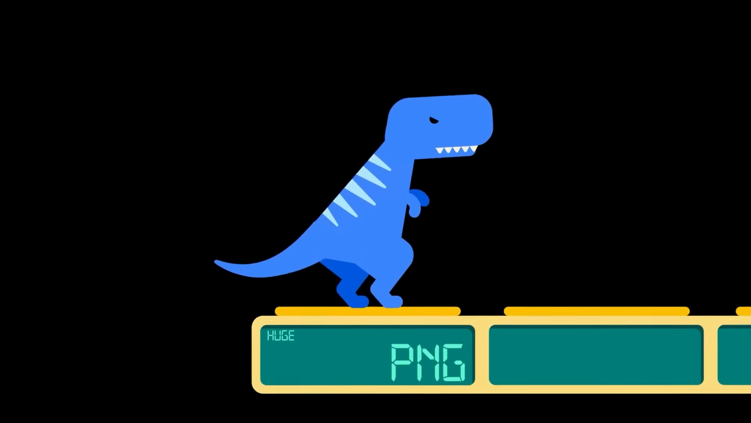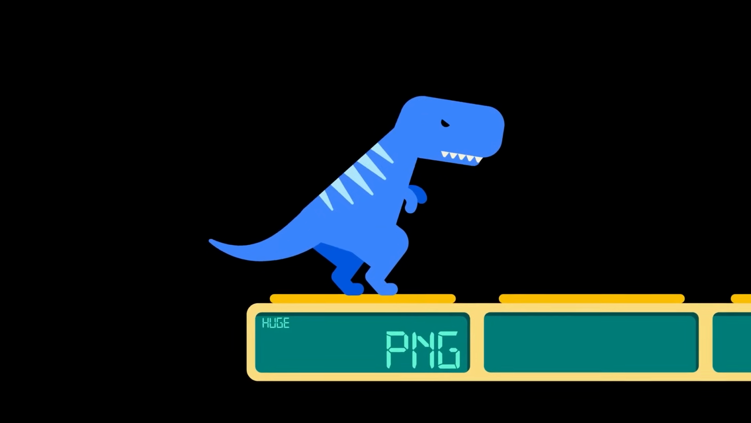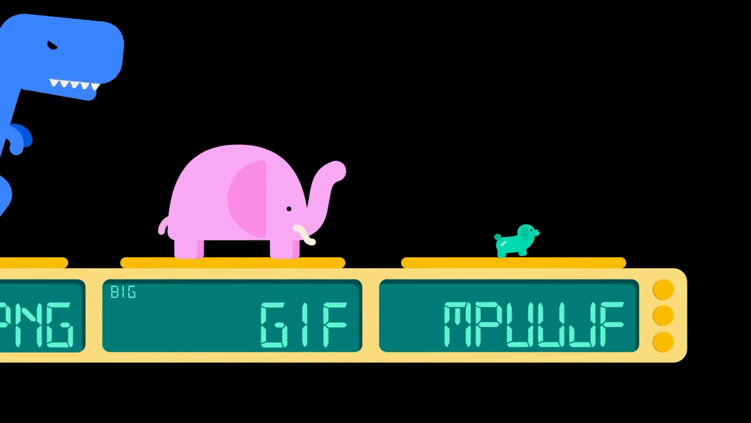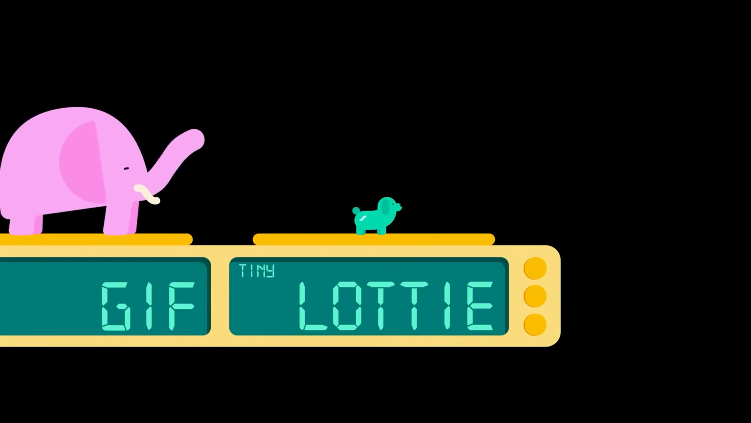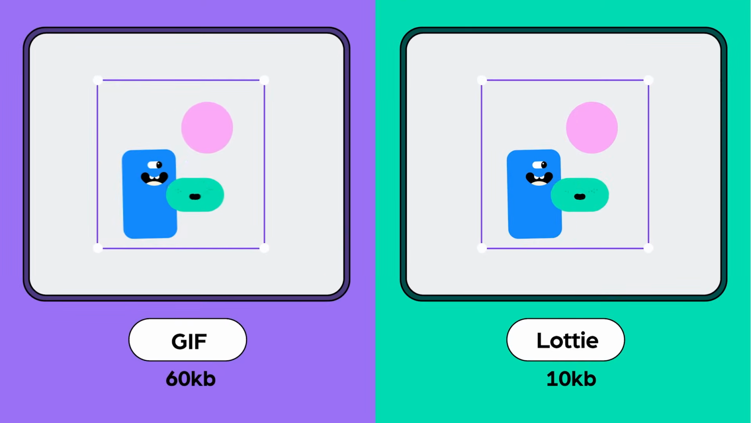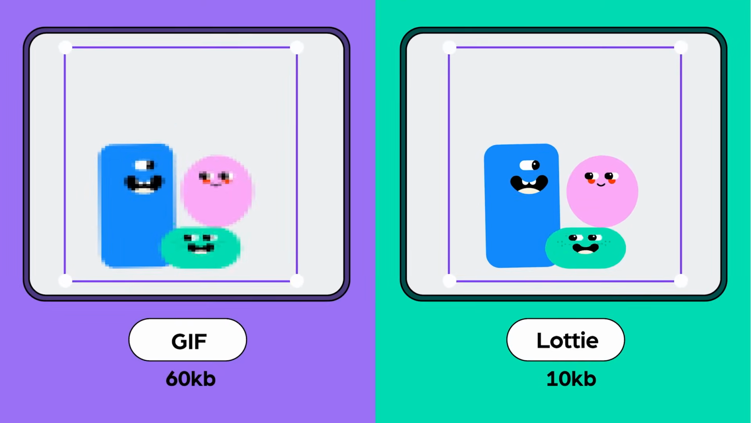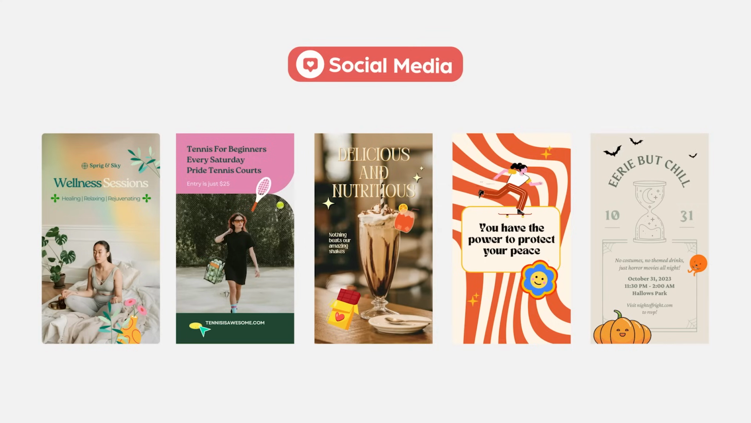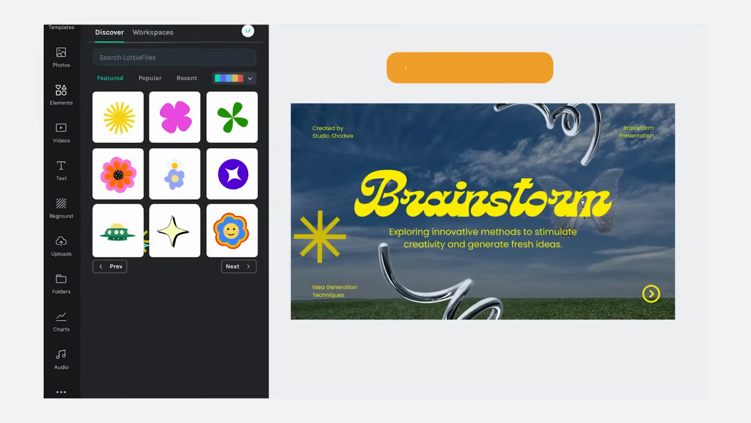Imagine the size of a PNG file being as big as a T-Rex and a GIF file being as big as an elephant. So a Lottie file is more like the size of a puppy. Something else that makes these files special is that despite being so small, they still look very good and they maintain the high quality and definition. And you can use these animations in various designs like animated social media posts, videos, presentations, whiteboards, and more. Now let me show you step by step how this app works.